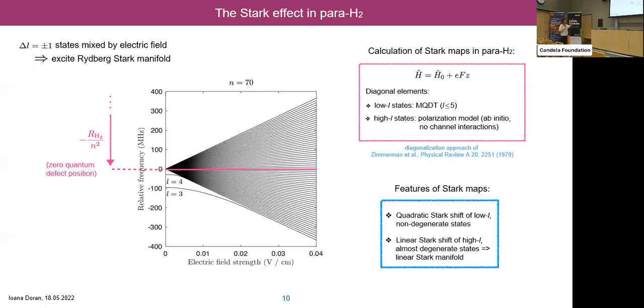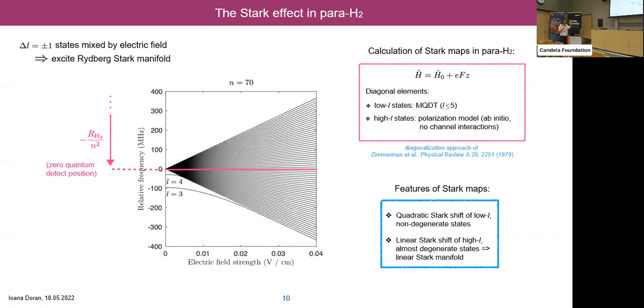In this approximation, I set the quantum defects of all states with L higher than 5 at 0. This means that they will be degenerate. And from first order perturbation theory, we approximate the behavior of these states as linear. So we get this linear Stark manifold.